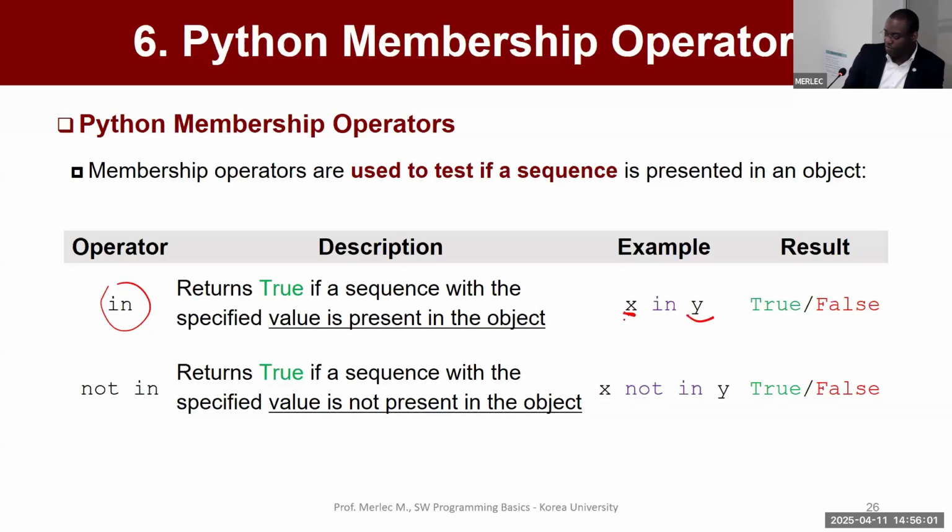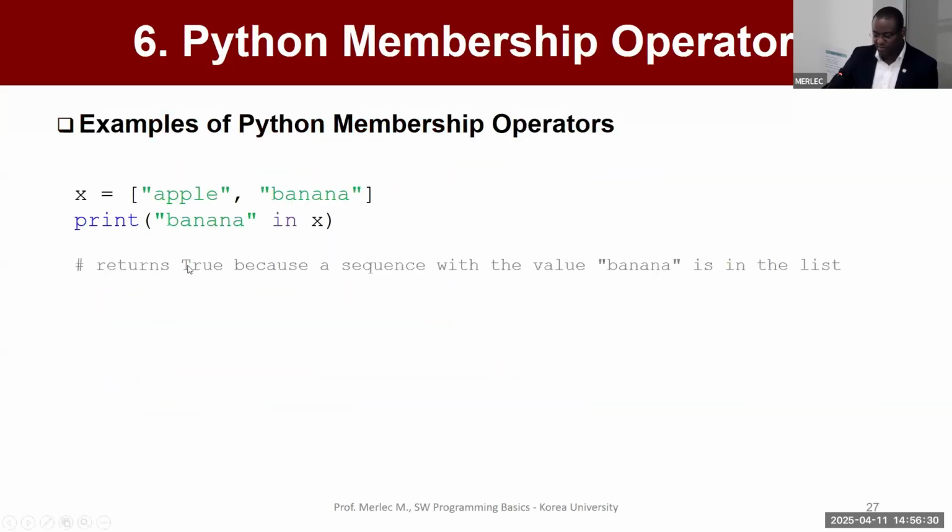So for this expression, it will return true if the object exists in the variable on the right side. Not in will give basically the opposite results. So it will be checking whether it doesn't contain that object. If it's contained, it will give the opposite result. So for example, here, I would like to check whether banana is in X.